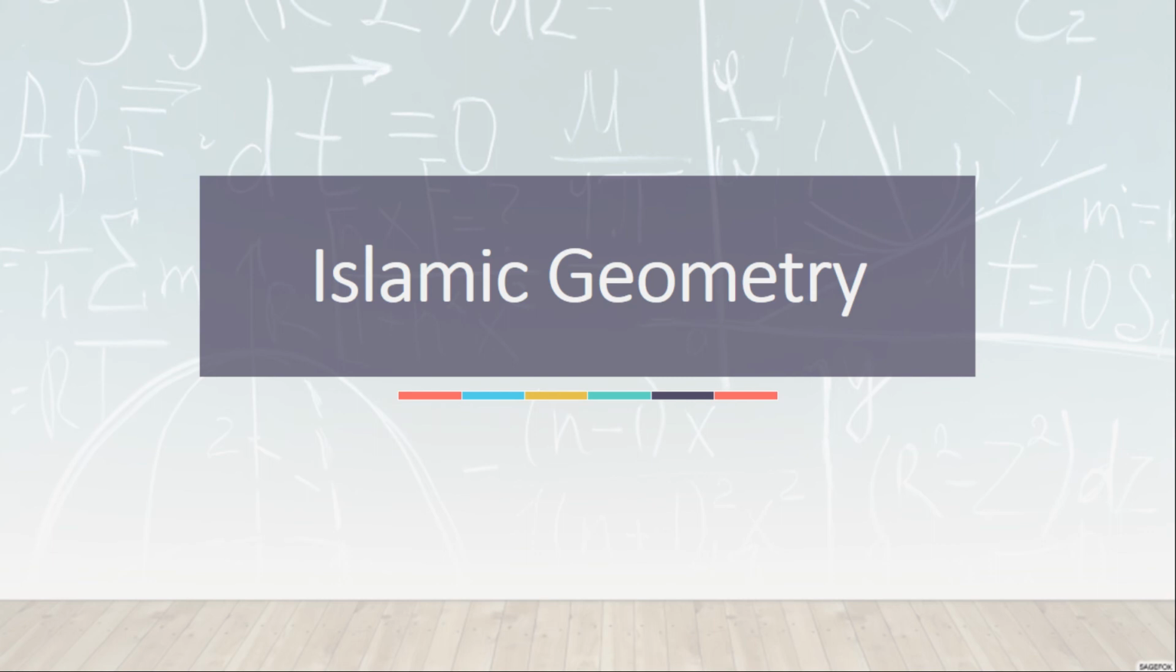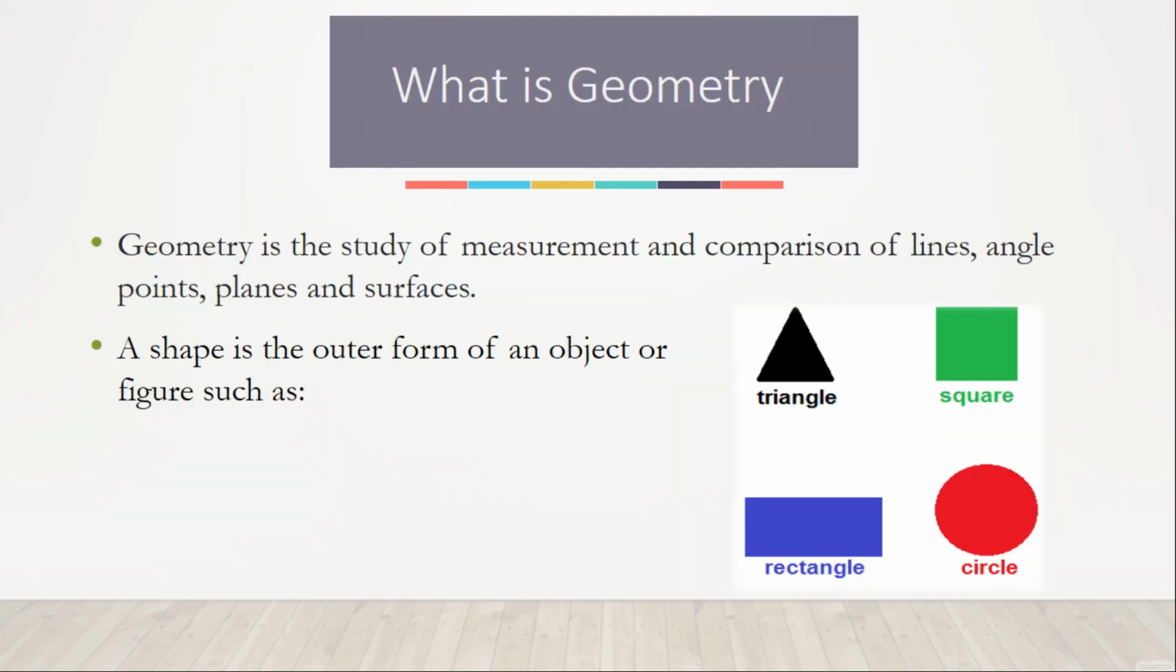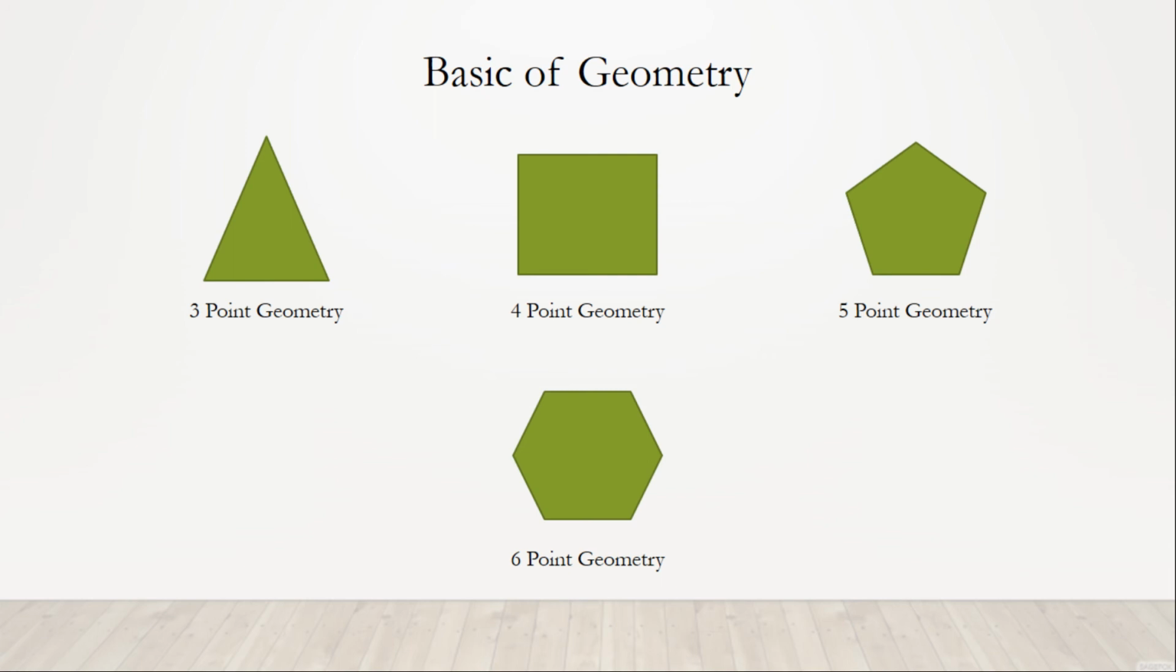Now we talk about Islamic geometry. Before we proceed with Islamic geometry, we must learn about geometry first. So, what is geometry? Geometry is the study of measurement and comparison of lines, angles, points, planes, and surfaces. A shape is the outer form of an object or figure, such as a triangle, square, rectangle, and circle. There are 4 bases of geometry, which are 3-point geometry, 4-point geometry, 5-point geometry, and 6-point geometry.